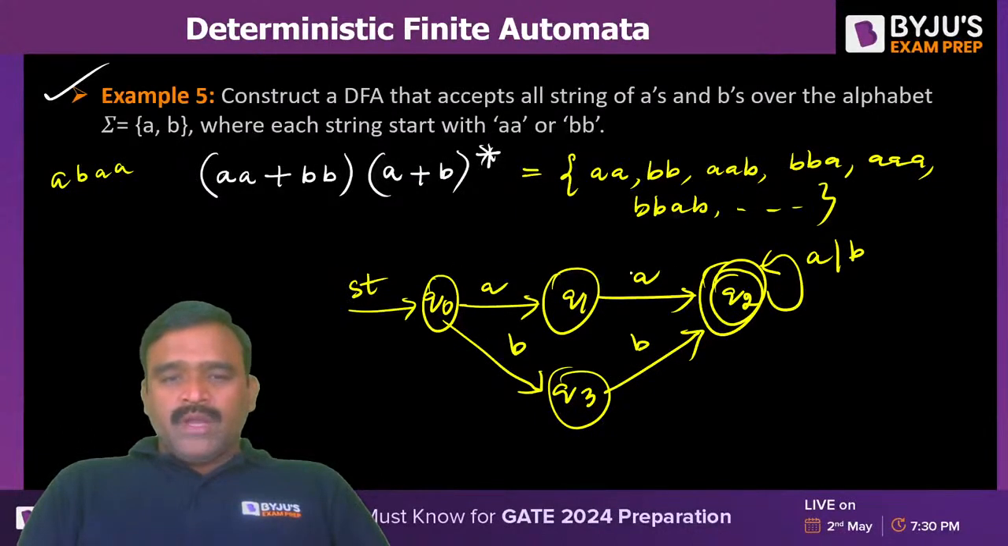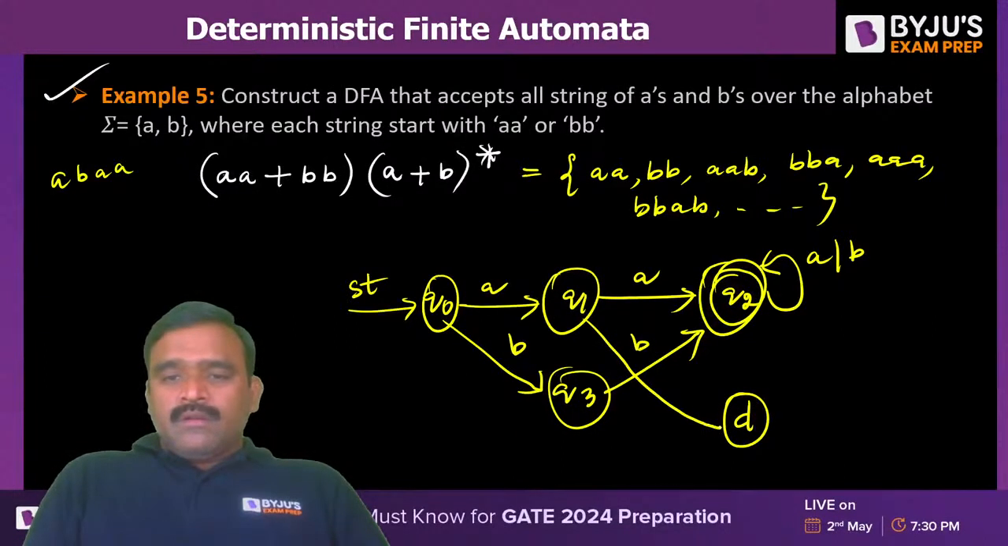So we can't give back to this. We can't give B to this also. If we give B to this, AB will be ending. If you give A to this, BA will be starting. Starting should be AA or BB. That's it. So we have to define a dead state. What is missing? Q1 on A is missing. Sorry, B is missing. And Q3 on A is missing.